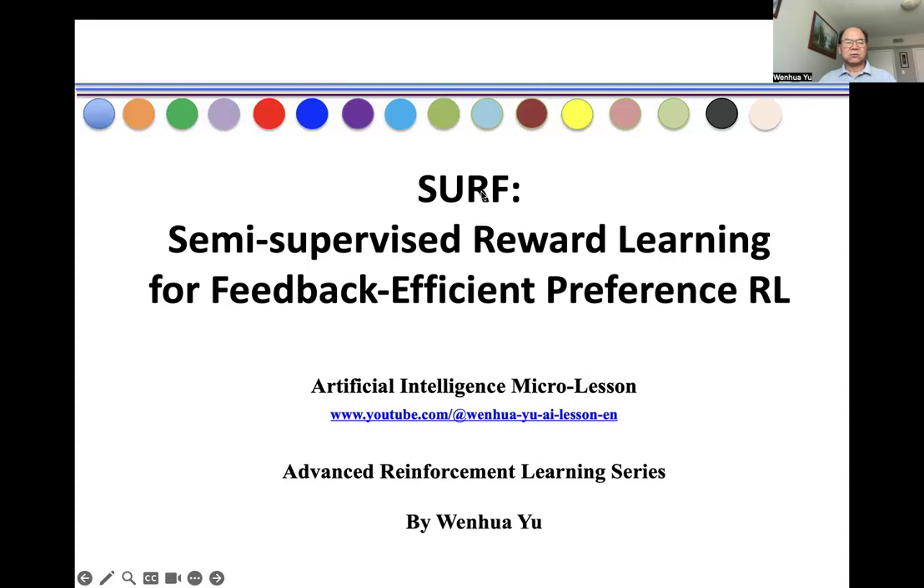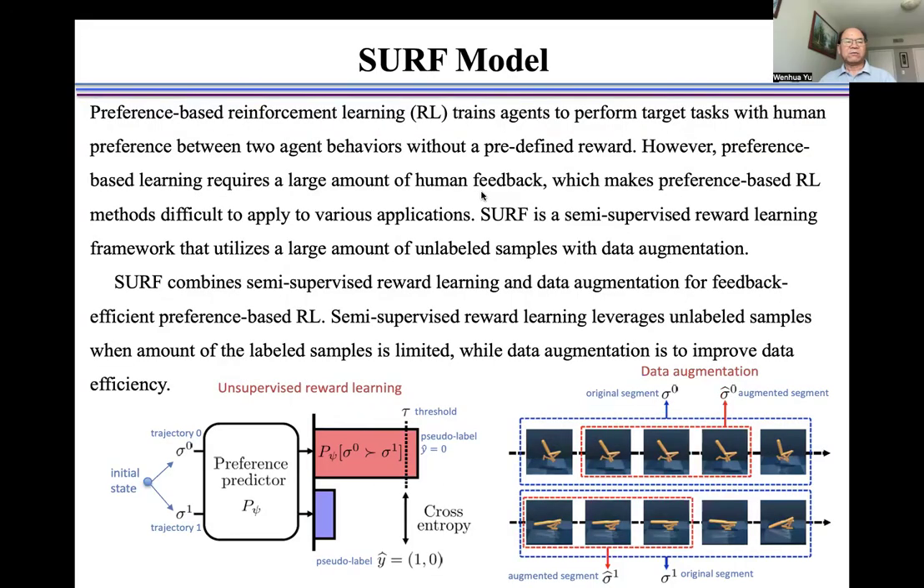In this video, I introduce semi-supervised reward learning for feedback-efficient preference-based reinforcement learning. Preference-based reinforcement learning trains agents to perform targeted tasks with human preference between two agent behaviors without a predefined reward.